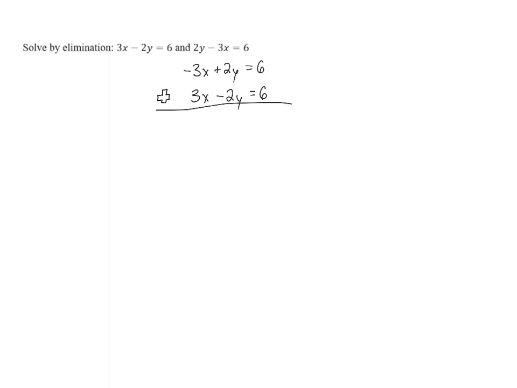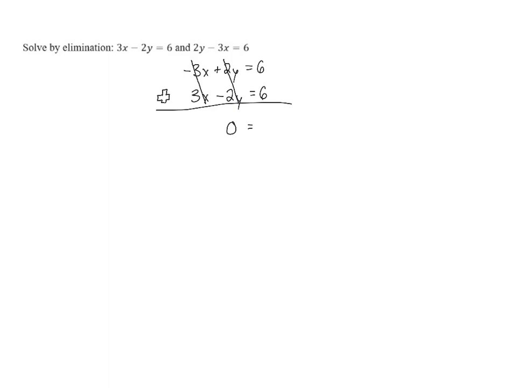Negative 3x plus 3x is going to be 0. Those cancel because they're opposites. However, 2y and negative 2y are also opposites, so they're also going to cancel. And that's going to leave us with 0 on the left-hand side of the equation. When everything cancels, we are left with 0.